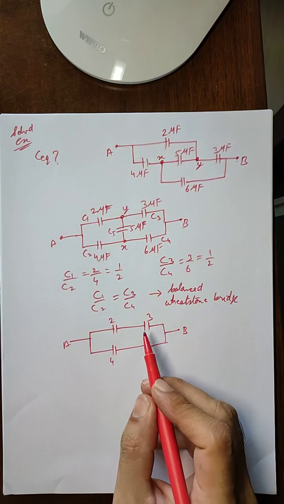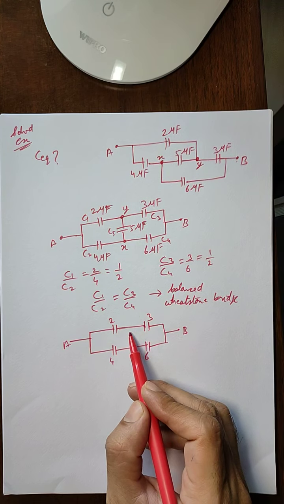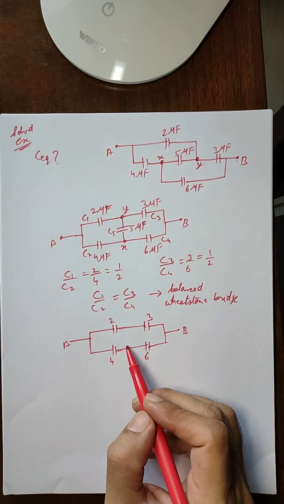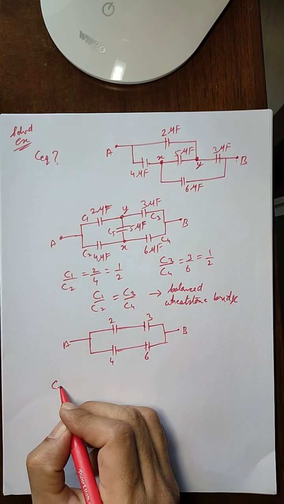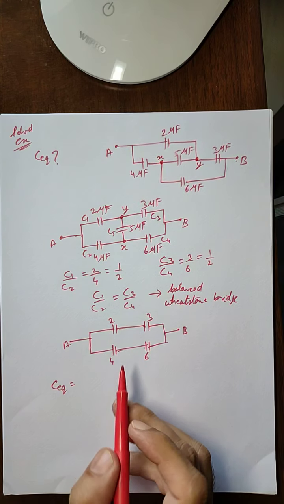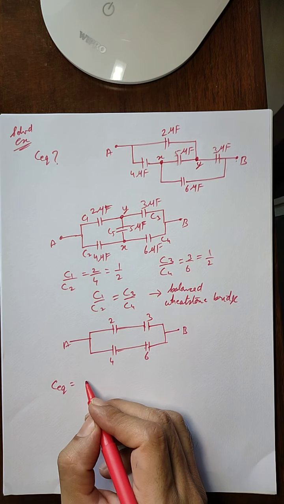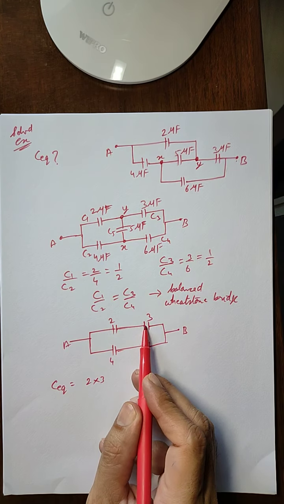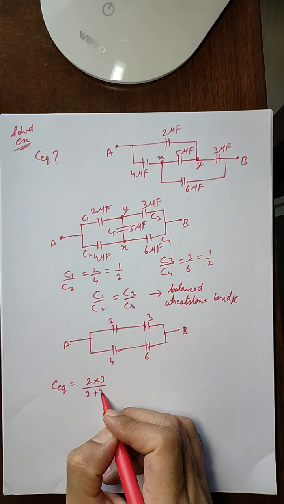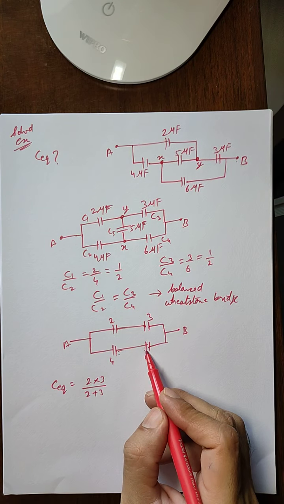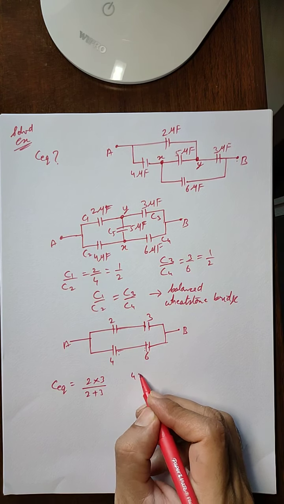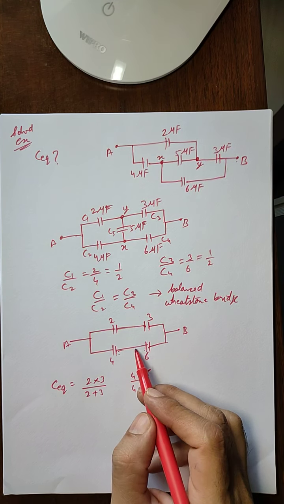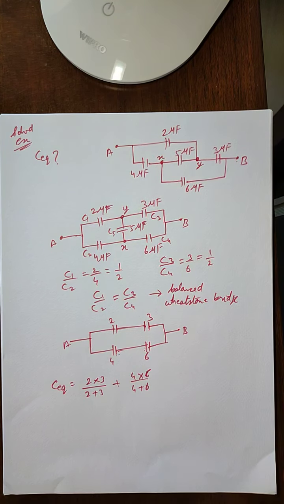Now we can see clearly that these two capacitors are in series and these two capacitors are in series, and together these two branches are in parallel. So we can find C equivalent. These two capacitors are in series, so we can find the equivalent capacitance of these two capacitors, which will be 2 into 3 upon 2 plus 3. Similarly, these two capacitors are in series, whose equivalent capacitance will be 4 into 6 upon 4 plus 6. And since these two branches are in parallel, we can add them.